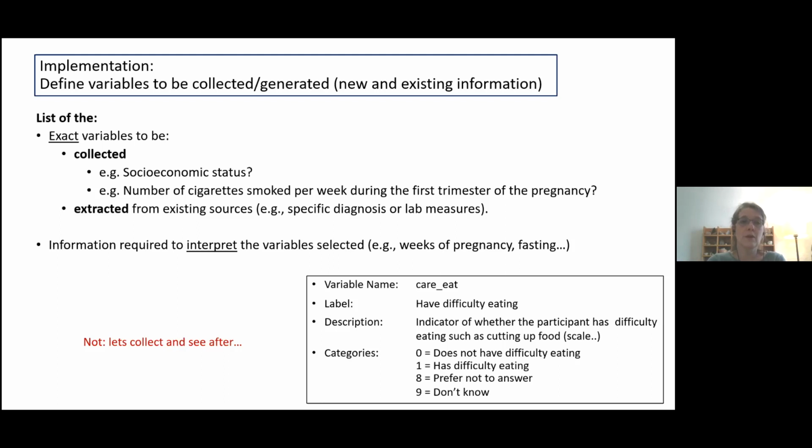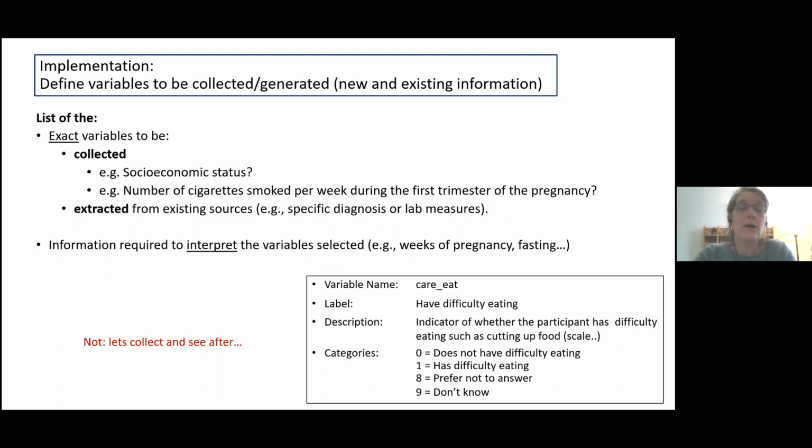Same thing for, let's say, the number of cigarettes smoked during the first trimester of pregnancy. Is it okay if the information is provided by the partner, or does it need to be provided by the mother? Is it okay if it's provided at the end of pregnancy, because you can have a recall bias? So all those issues, again, need to be kept in mind.